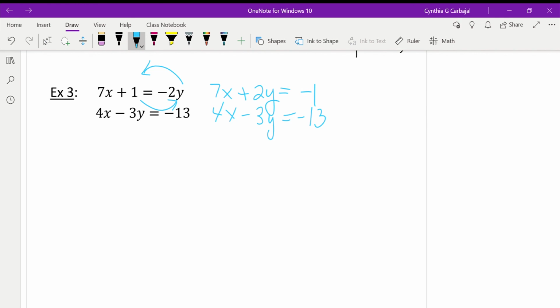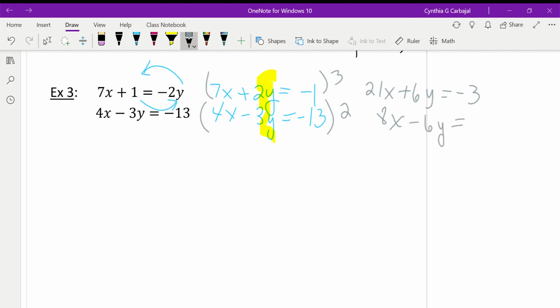I'm going to just start with the easiest one, the smallest one. I'm going to start with the y's here. So I'm going to have to go with the lowest common multiple. So 2 times 2 is 4, and times 3 is 6. So 6 is the one they share. So I'm going to get this top one, and I'm also going to multiply it by 3. And this bottom one, I'm going to have to multiply by 2. That way, I'll end up with a 6y. So that's going to be 21x plus 6y equals negative 3. And then 8x minus 6y equals negative 26.